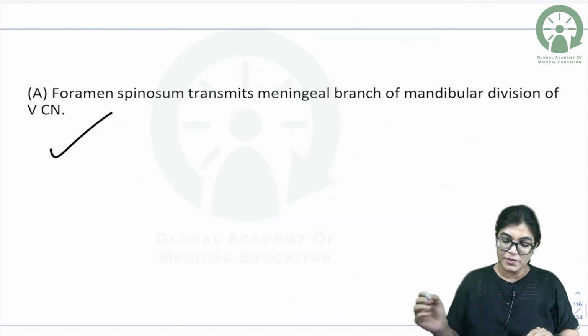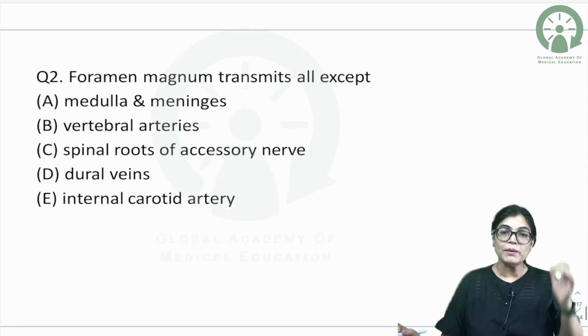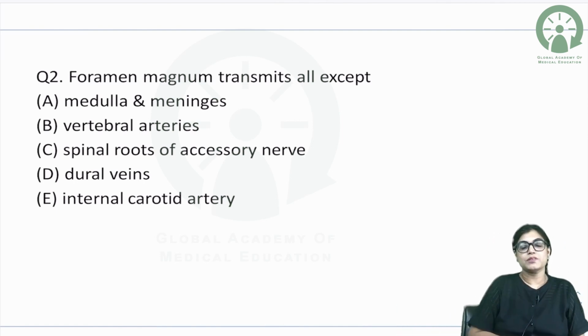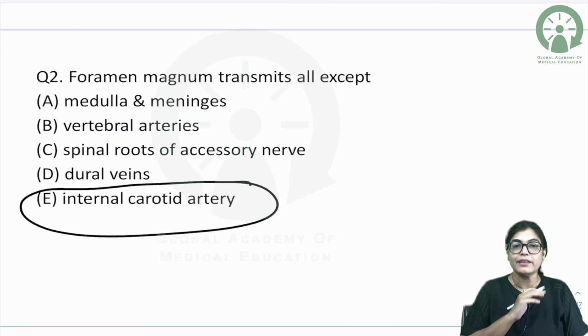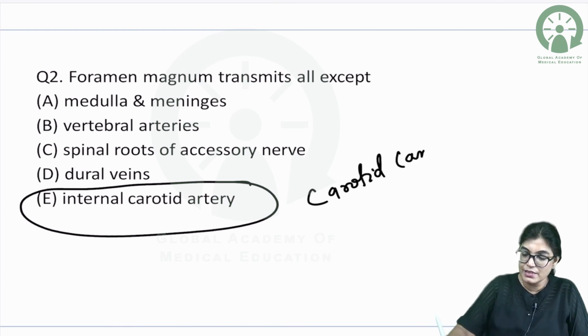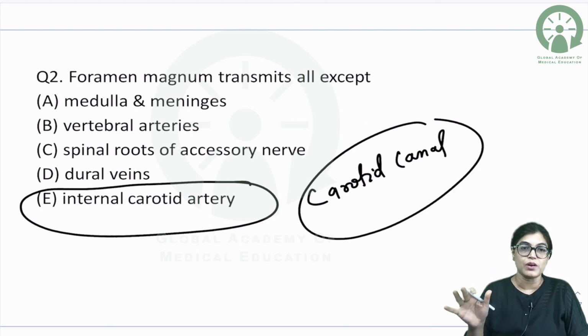Foramen spinosum transmit meningeal branch of mandibular division of 5th cranial nerve. Foramen magnum, the big foramen in the posterior, transmit all except, the options are medulla covered with the meninges, vertebral arteries, spinal root of accessory nerve, dural veins and internal carotid artery. My dear, the internal carotid artery never traverses through the foramen magnum. It traverses through the carotid canal, which is seen more clearly in the base of the skull. So actually internal carotid artery is not traversing the foramen magnum.